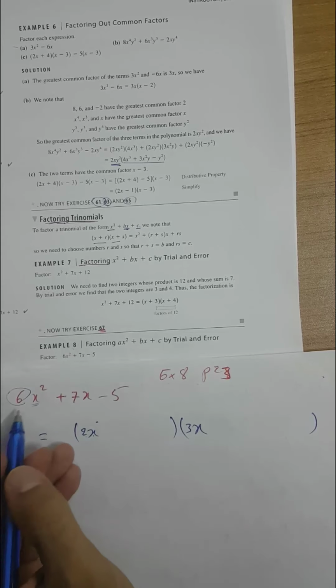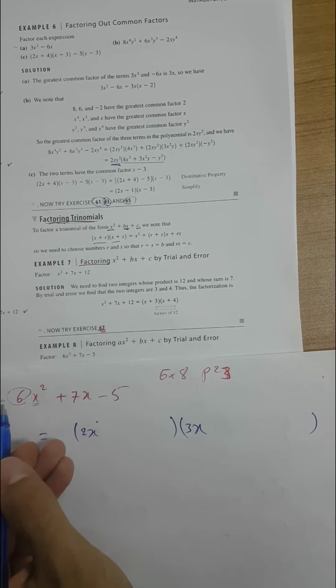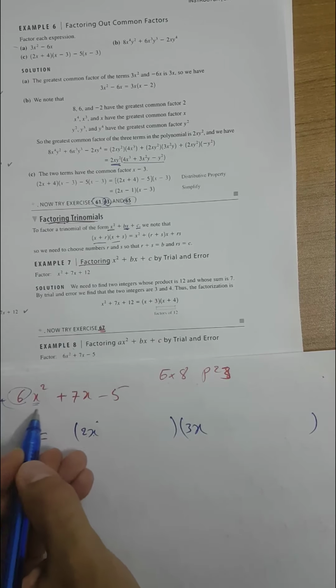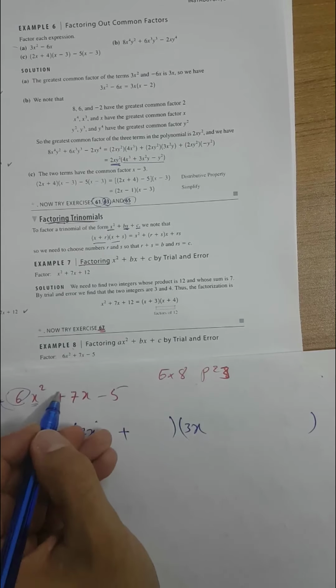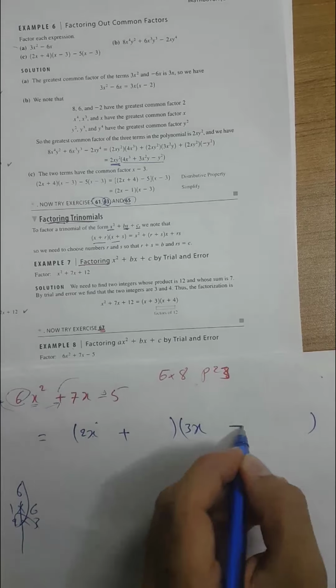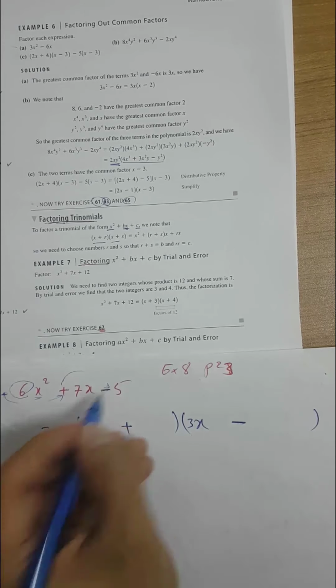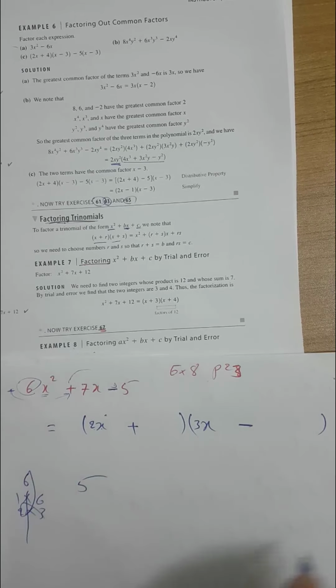Now how about the sign? Addition or positive, multiplied by positive, I will get positive. How about the second? Positive multiplied by negative, I get negative. That's all. How about 5? How do we factor 5?